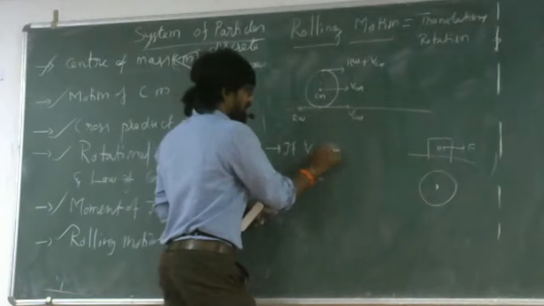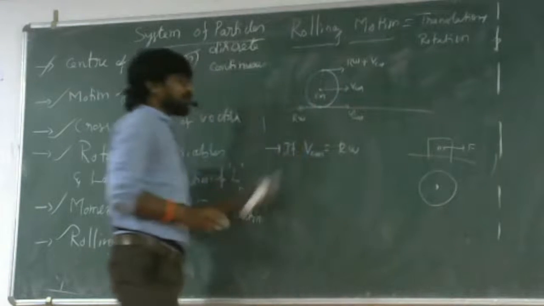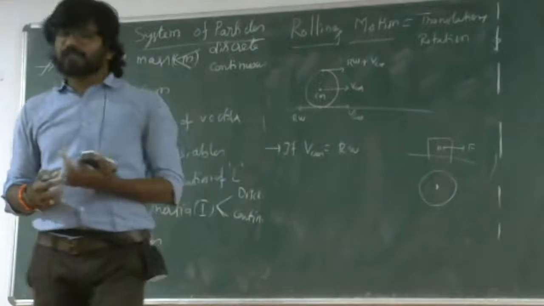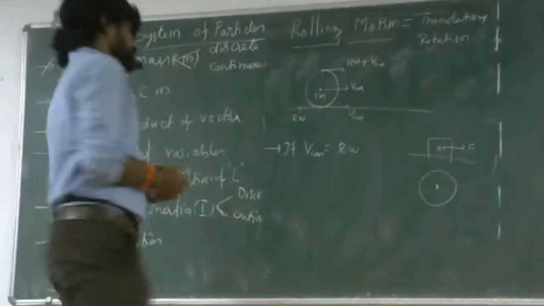But if the velocity of center of mass is equal to R omega, then the body will be under pure rolling. So this is the condition for pure rolling motion. Okay?